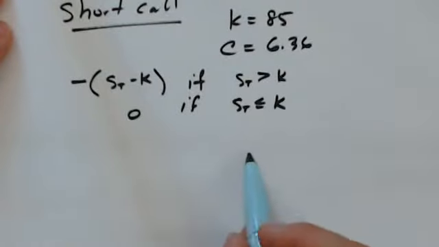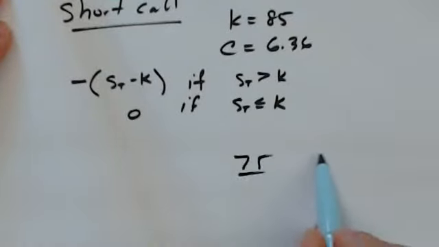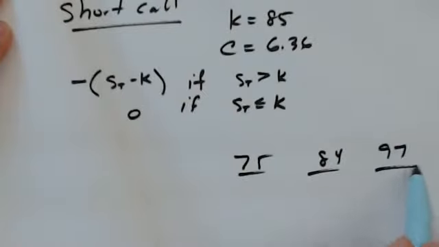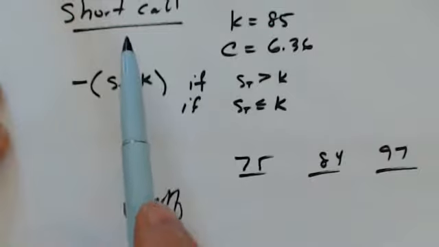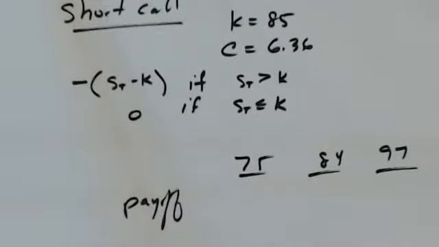So let's run the scenarios now. 75, 84, 97, and let's do the payoff. Okay. Now remember, the payoff, the optionality is a function of the holder. The holder has the right to exercise. When you write the option, you short the option, you're just sitting there at the beck and call of the holder. The holder makes the decisions and you have to follow through on it. But now, will the holder exercise the option at 75? And the answer is no.